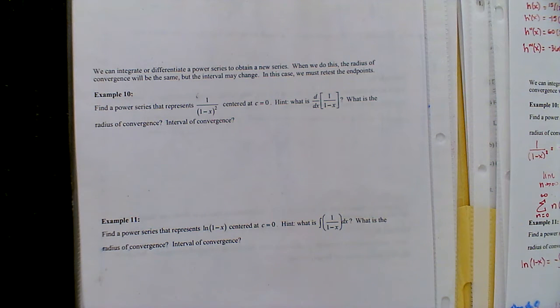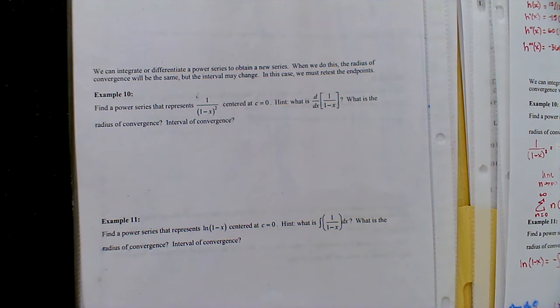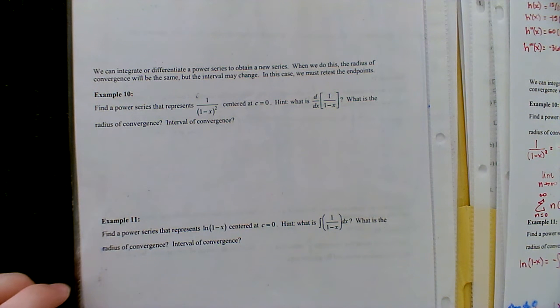All right, it says we can integrate or differentiate a power series to obtain a new series. When we do this, the radius of convergence will be the same, but the interval may change. In this case, we must retest the endpoints. Okay, so example 10. Find a power series that represents 1 over (1 minus x) quantity squared, centered at c equals 0. Hint, what is the derivative of 1 over 1 minus x? What is the radius of convergence?